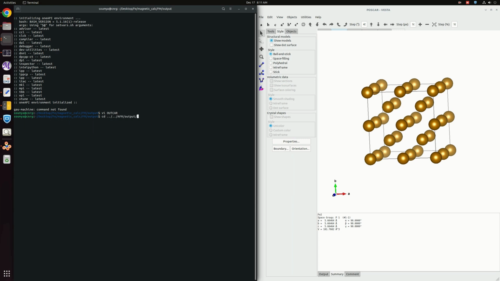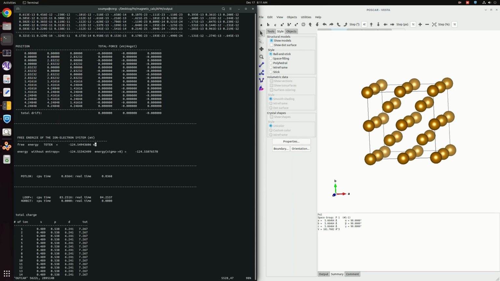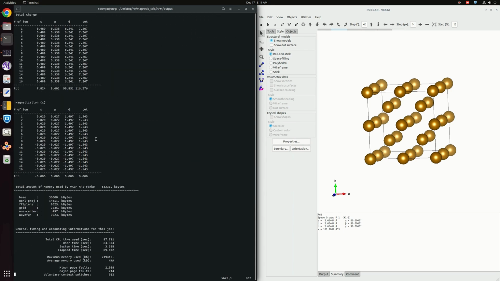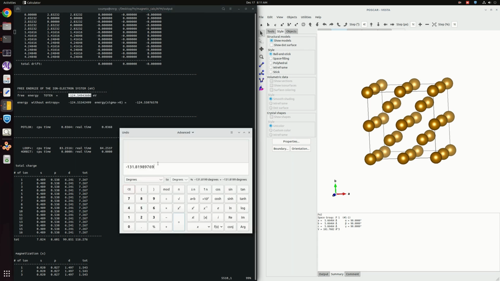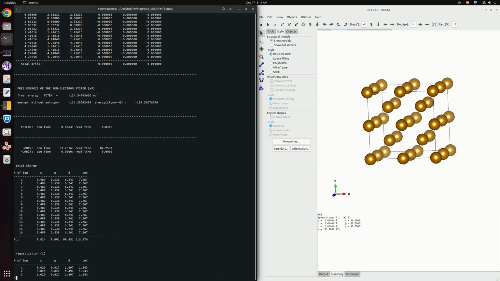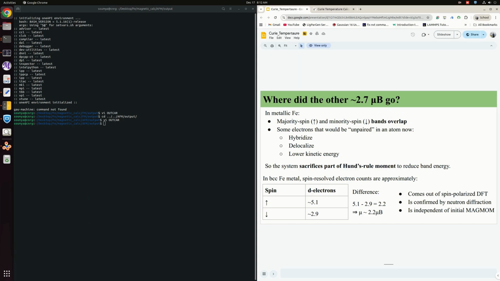And here I am now opening the AFM OUTCAR to see the energy. Now you see this is the energy that we found from the AFM calculation, and here we will try to get their difference. So this is the difference that we got after the calculation. Actually we should take the AFM first, then the FM, so then we can get a positive number, but that's okay. Now let's come to our slide.